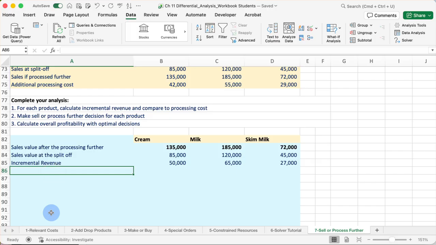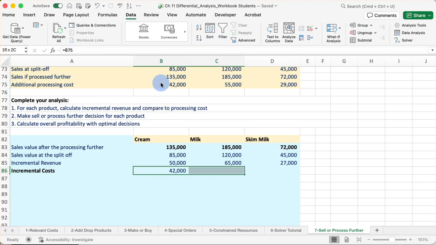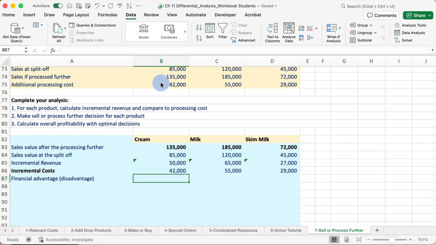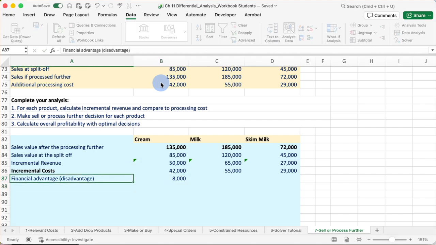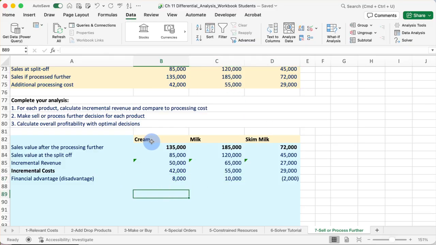Then we need to consider the incremental cost, and we'll pull that from our additional processing cost. And then that will give us a financial advantage or disadvantage. And we'll calculate that by taking the incremental revenue minus the incremental cost and pull that to the right. And so what we can see is that if we process the cream further, there's an advantage of $8,000.